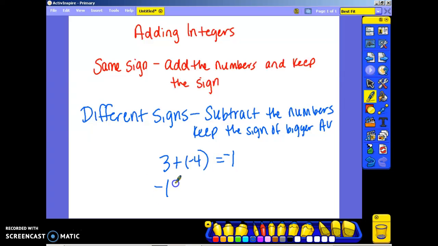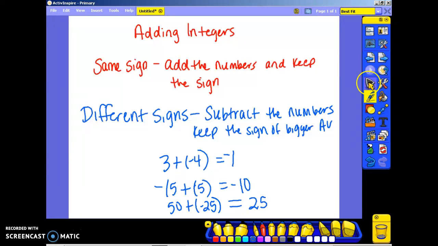If I have negative 15 plus 5, my signs are different, so I'm going to subtract. 15 minus 5 is 10. 15 is the bigger number and it's negative, so my answer is negative 10. If I have 50 plus negative 25, my signs are different, so I subtract. 50 minus 25 is 25. 50 is the bigger number, so my answer is positive 25.